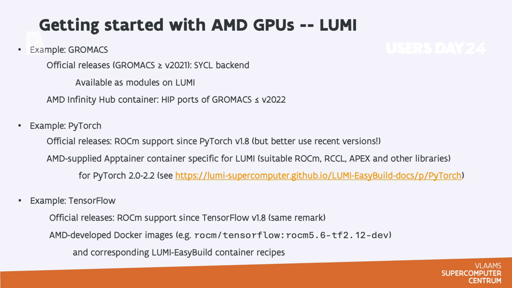So Robin already mentioned the Infinity Hub containers, which in the case of GROMACS is for specific versions up to 2022, and is basically AMD's port of GROMACS, ported to HIP code. If you want to use mainline releases, you can sure do that, but that will then rely on SYCL for acceleration via AMD GPUs. So it's a bit of a difference there.